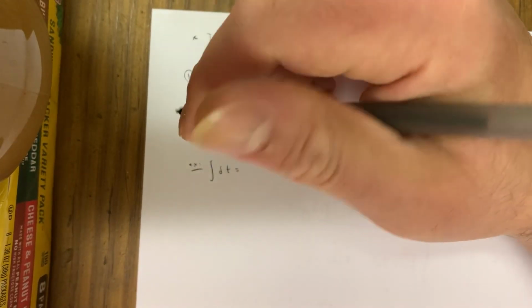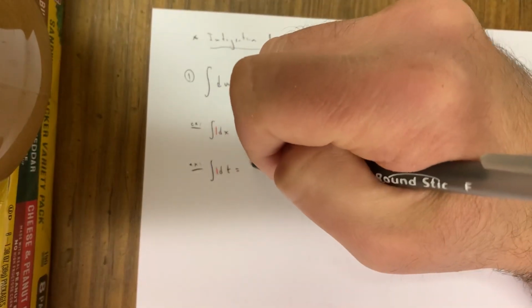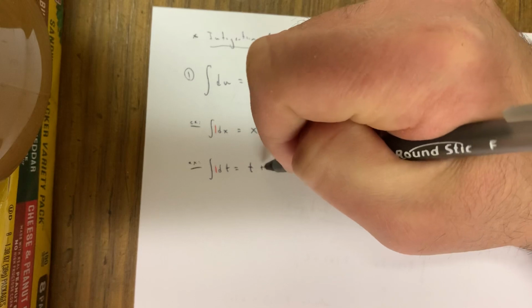The integral of dt, the integral of 1 with respect to t. You have to think, what do I take the derivative of with respect to t to get a 1 back as an answer? Don't say x. You have to say t in that case, because dt over dt is equal to 1. Then you add that c right there.